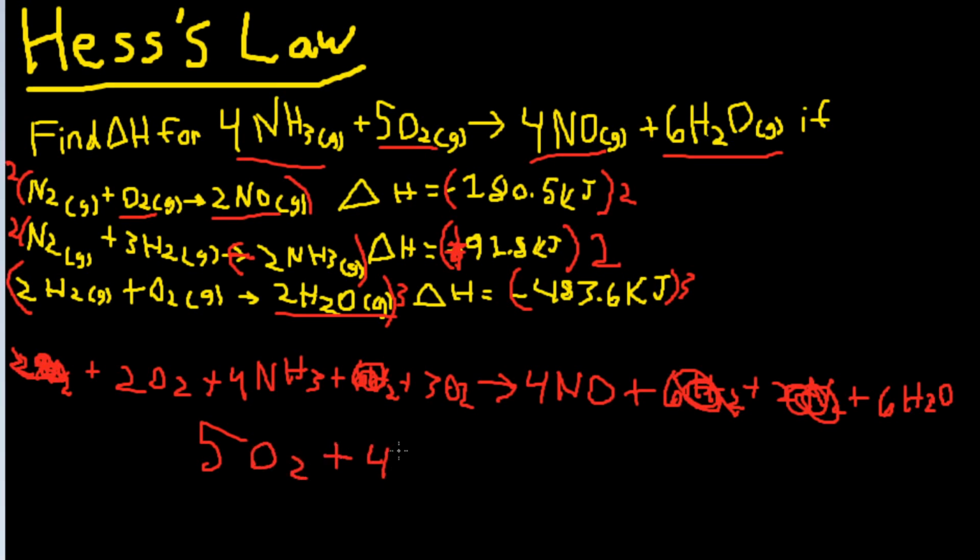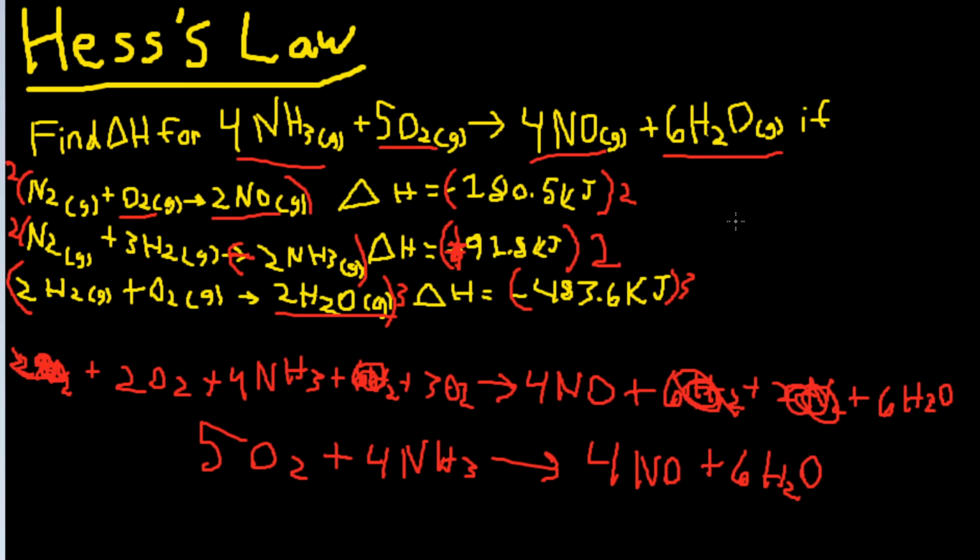Then when you add these up, it becomes 5 O2 plus 4 NH3, and that becomes 4 NO plus 6 H2O, like it originally was up here.